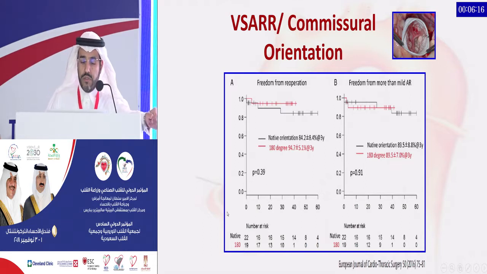How is that important? If you look at this study, it compared the native orientation versus the 180, and there is no difference. And this is well understood, because by the time you orient the leaflet in the OR, if you come up with a non-competent valve, you are going to come back and fix your orientation or replace the valve.